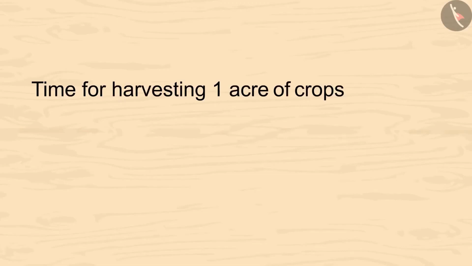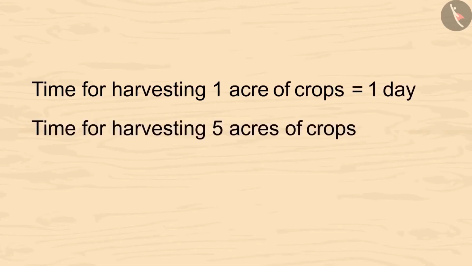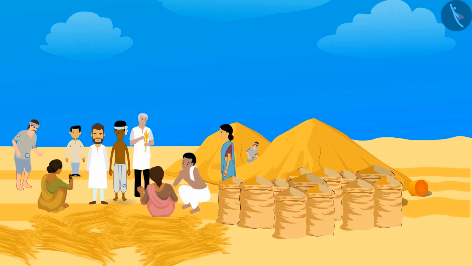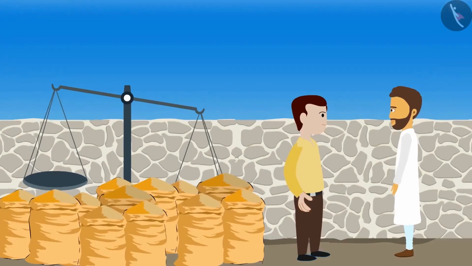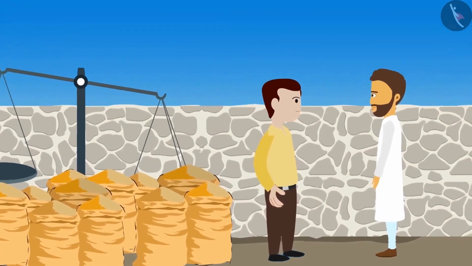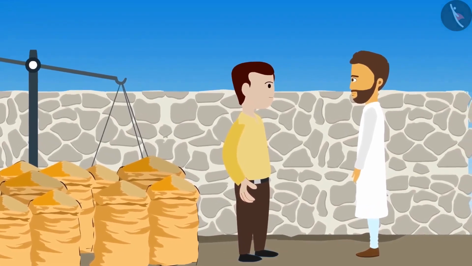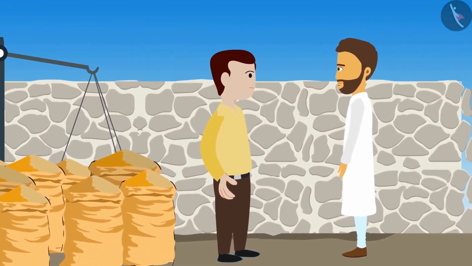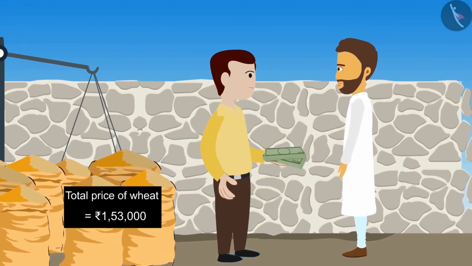If it takes 1 day to harvest 1 acre of crops, so 5 acres of crops will get harvested in 5 days. See, together they harvested the whole field in 5 days. Today Kareem is going to the market to sell his crop again. His crop is being weighed in the shop. The shopkeeper gave him 1,53,000 rupees. Kareem is very happy.